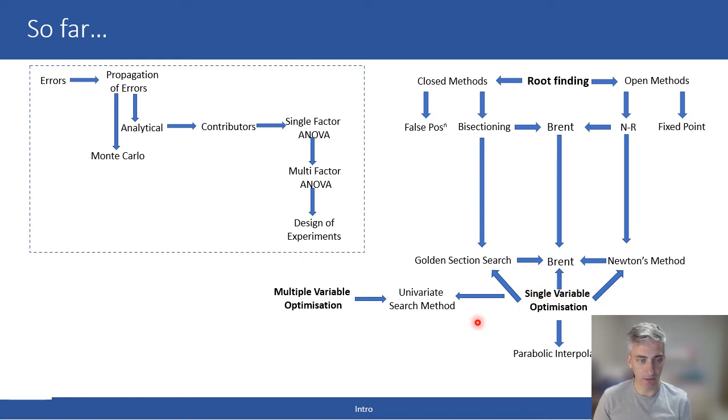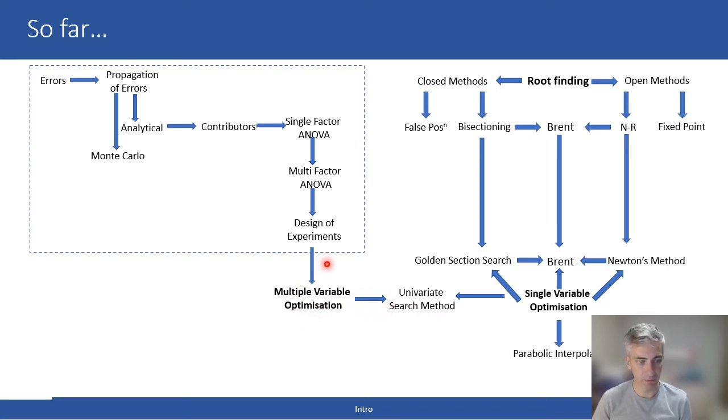Then we will move on to, so this is single variable optimization. We'll also look at multiple variable optimization, optimizing a function that depends on many variables. For that, one of the methods that we use is a univariate search method. We can exploit some of these other methods, such as section searches, which is similar to bisectioning or Brent method, to slowly build up and find the optimum of a multivariable problem.